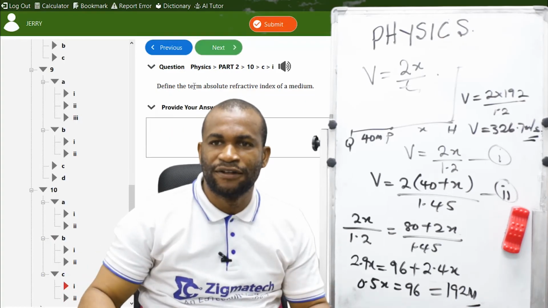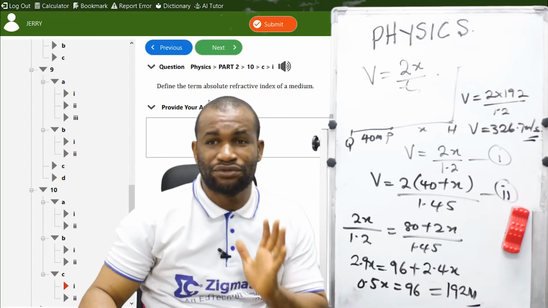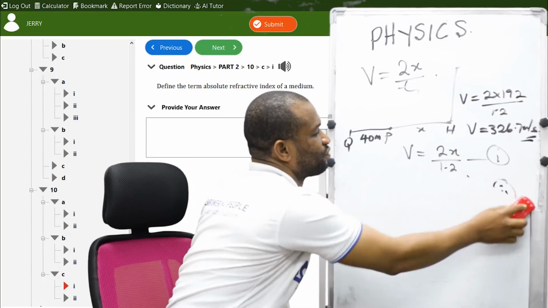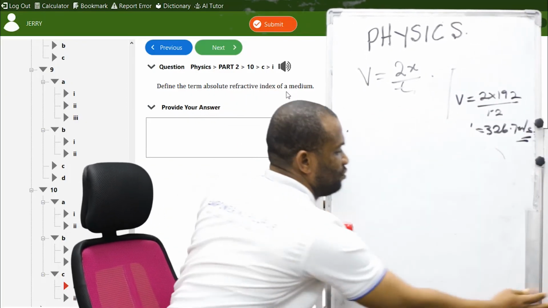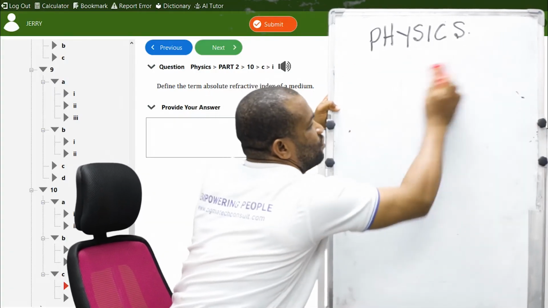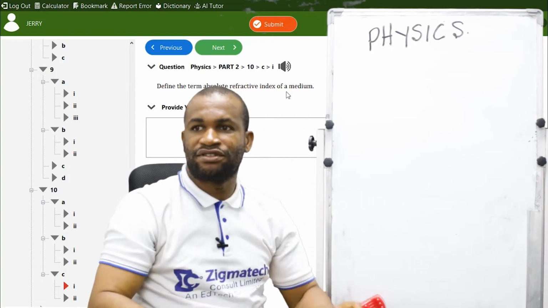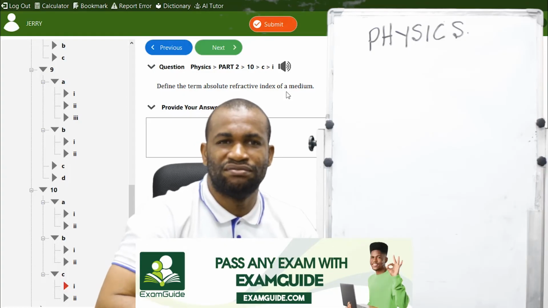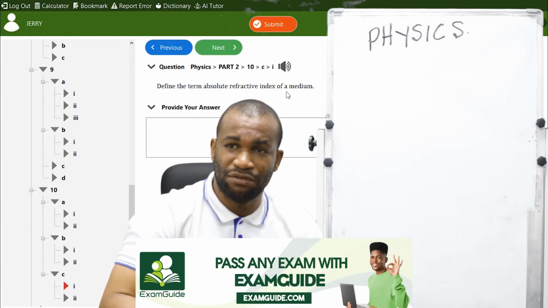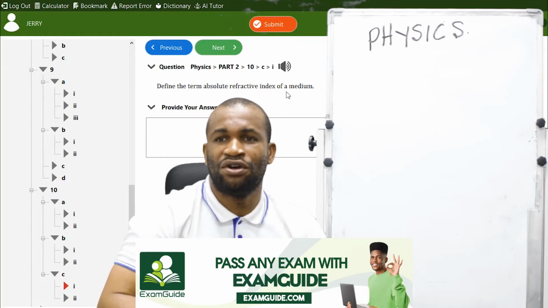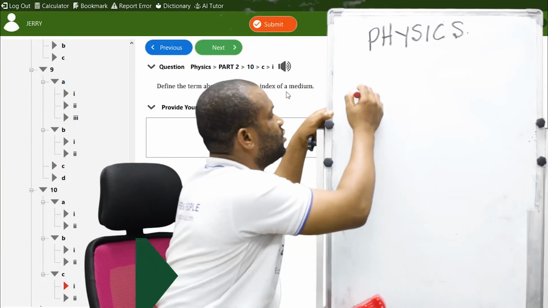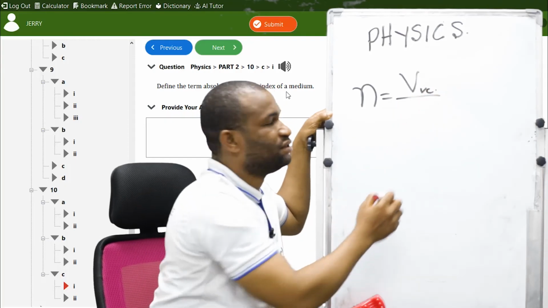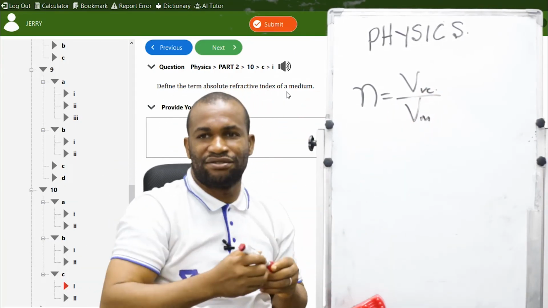Next question. Define the term absolute refractive index of a medium. The absolute refractive index of a medium is defined as the ratio of the velocity of light in a vacuum to the velocity of light in the medium. For example, the refractive index is the velocity of sound in the vacuum over the velocity of sound in the given medium. That's the ratio of the two.